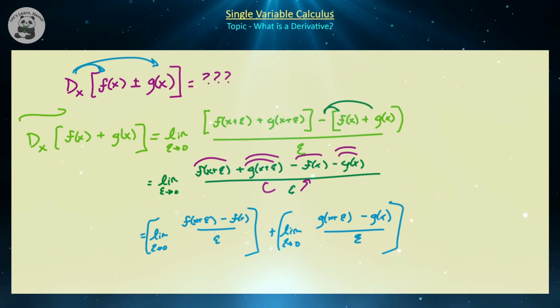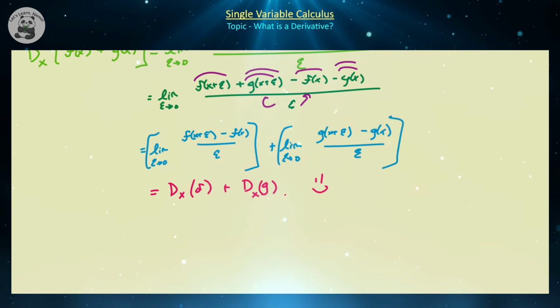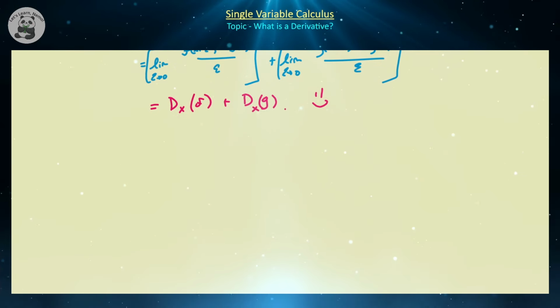But you should notice that that's precisely the definition of the derivative of f at the point x plus the derivative of the function g at the point x. Therefore, derivatives do distribute over addition, which is very, very nice. And you could, of course, prove it similarly for the difference, and this gives us what we refer to as the sum and difference rules for derivatives.